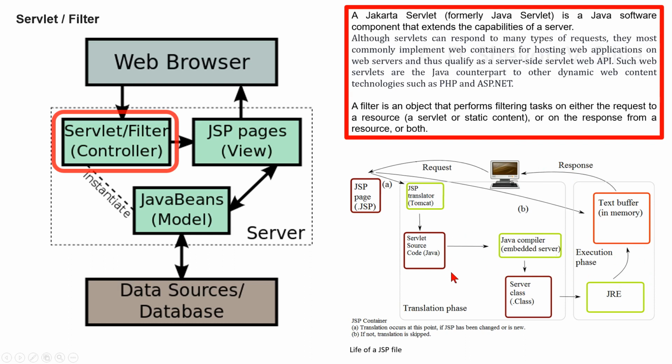Jakarta Servlet API has to some extent been superseded by two standard Java technologies for web services: the Jakarta RESTful Web Services JAX-RS 2.0, useful for AJAX, JSON, and REST services, and the Jakarta XML Web Services JAX-WS, useful for SOAP web services.